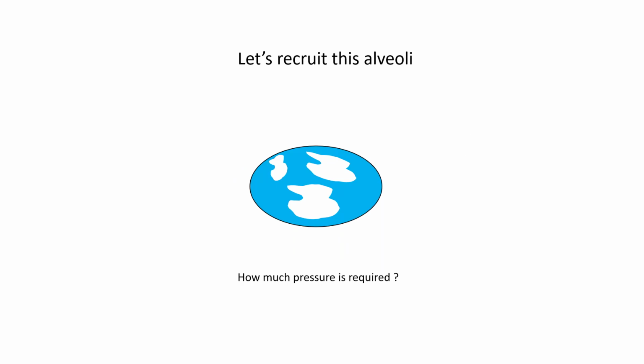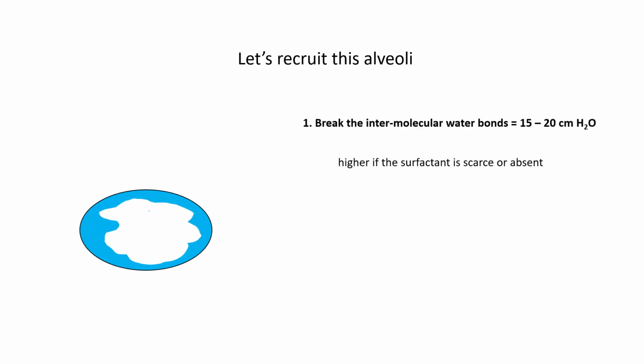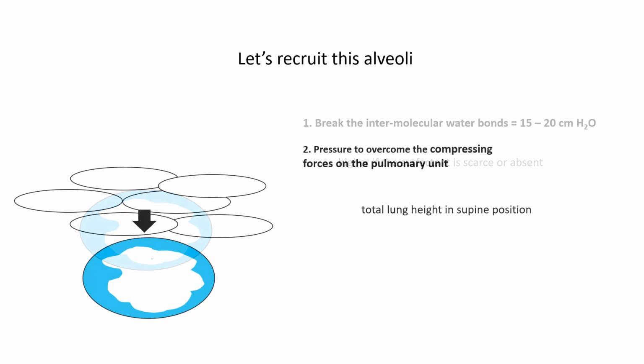So let's try to figure out how much pressure is required to recruit an alveolus, just to get an idea. Here we have an alveolus. The first thing that you would need is to break the intermolecular water bonds, and that typically takes around 15 to 20 centimeters of water pressure. Secondly, you have to overcome the compressing pressures of the pulmonary unit, and this is the pressure of the alveoli on top of that alveolus. This depends upon where that alveolus is in the lungs. At max, it can require 10 to 15 centimeters of water pressure, depending on the position of that alveolus.